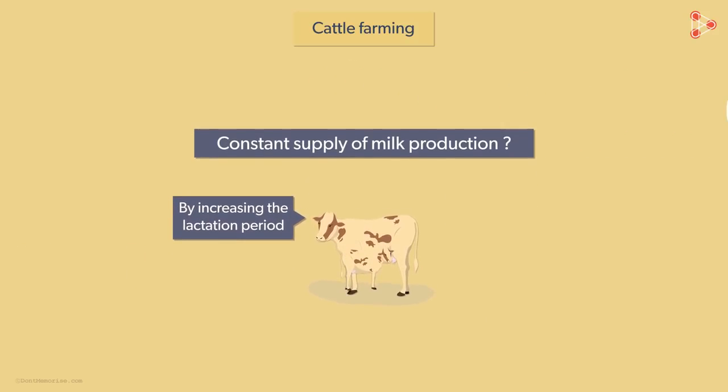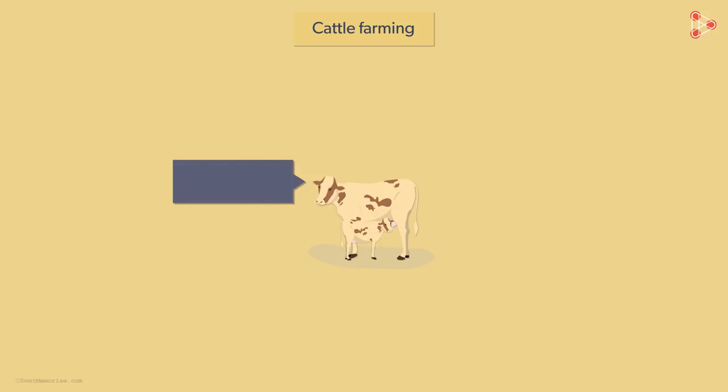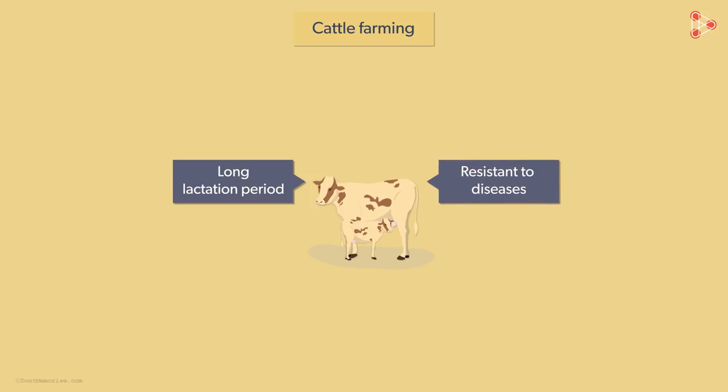Where would we find such species of cattle? Do all species have long lactation periods? Unfortunately, that is not the case. Only exotic breeds of cattle have long lactation periods. Such exotic breeds have many desirable qualities apart from long lactation periods. They have excellent resistance to diseases. These exotic breeds have been crossbred to find the ideal type of cattle. However, having exotic breeds of cattle does not ensure good outcomes of cattle farming.